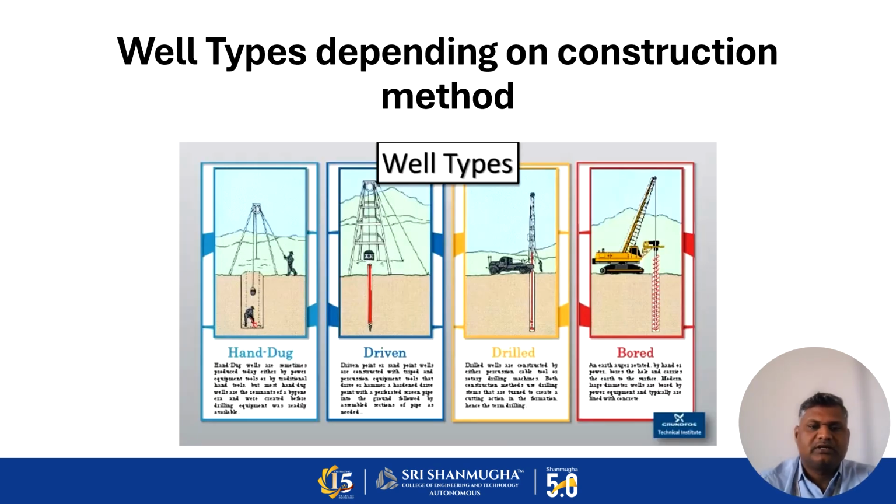These are the wells depending upon the construction: hand dug wells, driven wells, drilled wells, bored wells. According to the type of driving mechanism, the wells are classified. Dug wells are hand dug, driven wells are driven by augers, and drilled means drill bits are used. Bore augers are used for bored wells. So different technologies are used depending on the type of construction of the wells. Based on the construction, the water will be trapped from the aquifer so that it can be used for agriculture and other purposes.